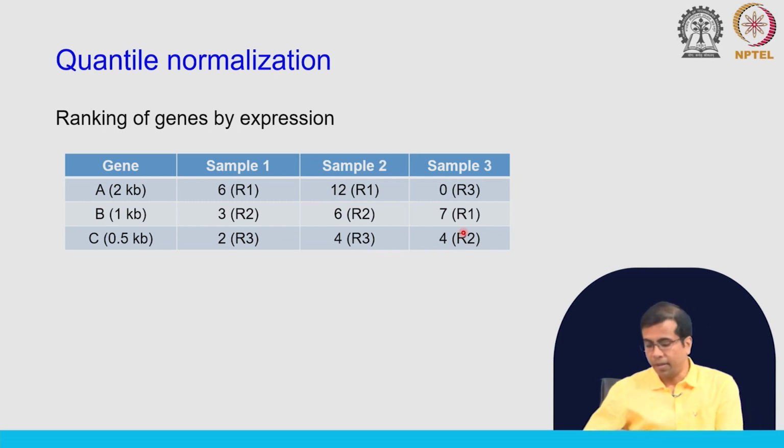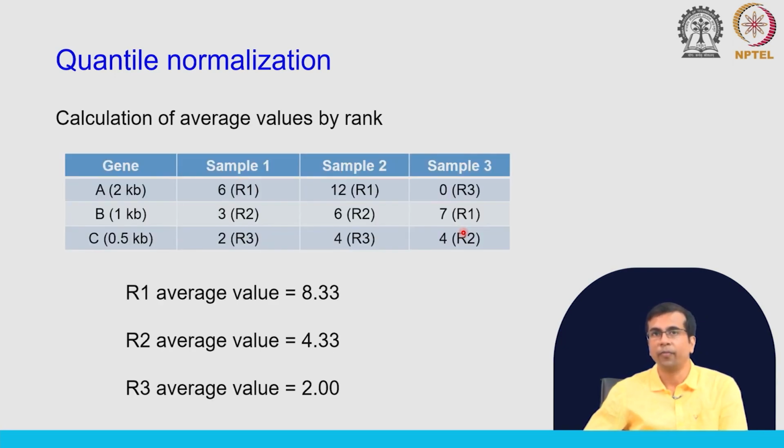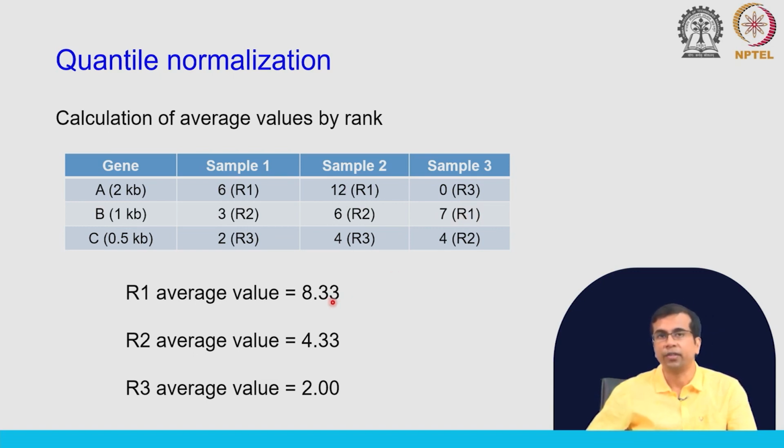Okay. Now, the next step is to calculate the average values by rank. Okay. So, for rank 1 what is the average value? For rank 1 we have these 3 rank 1 values, right. This is rank 1, this is rank 1, this is rank 1. So, the total count is 6 plus 12 plus 7, right, and the average will be that divided by 3, right. So, for rank 1 the average value is 8.33, and similarly we can calculate the R2 average value and the R3 average value, right. It is following the same process. We are calculating the average expression values by rank. Okay. So, this is what we get at the end. So, what is the next step?